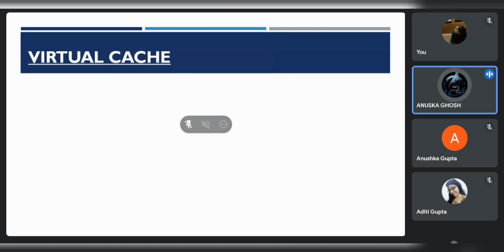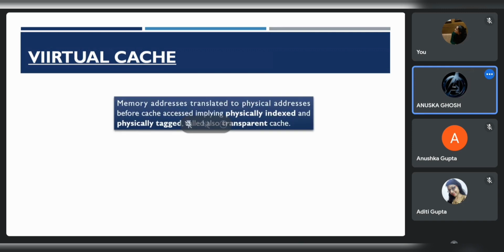Now, I will tell you about the virtual cache. Memory addresses are translated to physical addresses before cache access, implying physically indexed and physically tagged, also called transparent cache. So there are some pros and cons. The pro is that since the cache and the physical memory use the same names, it can be entirely controlled by hardware, and the OS needs no interface.